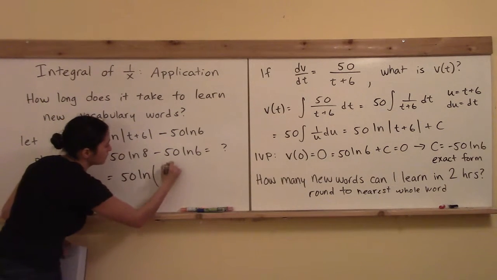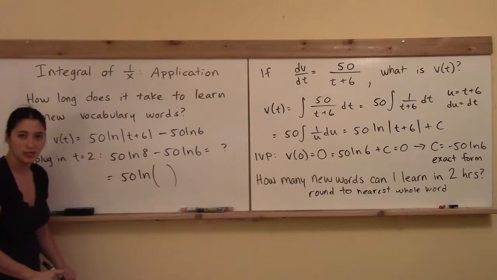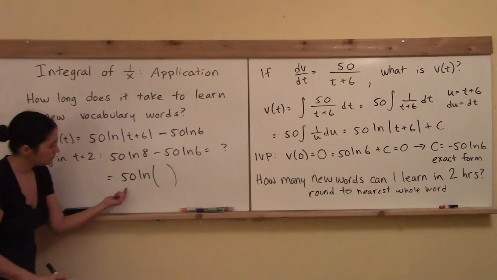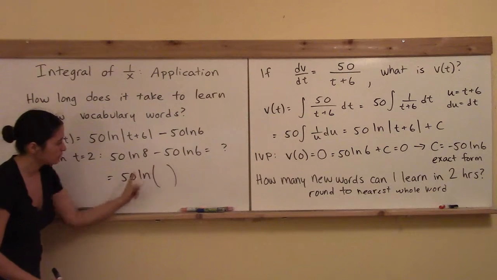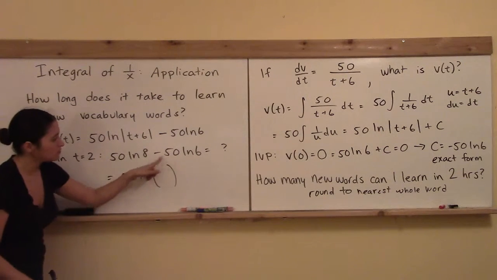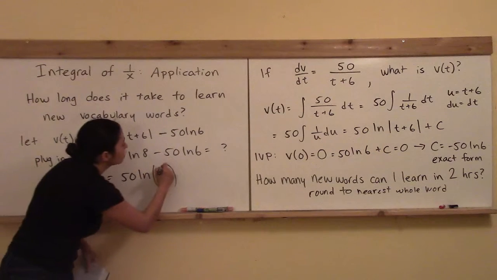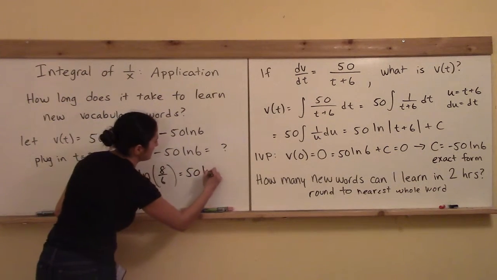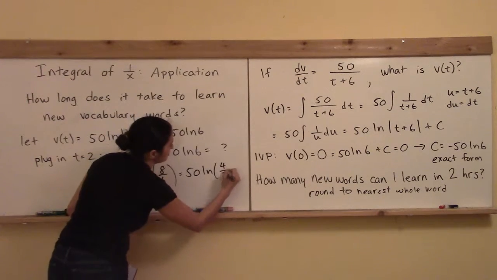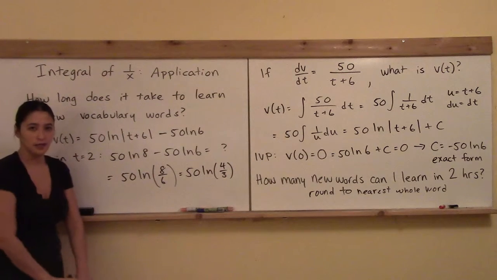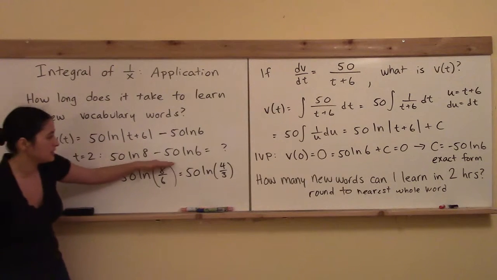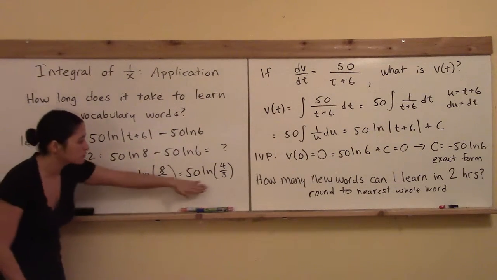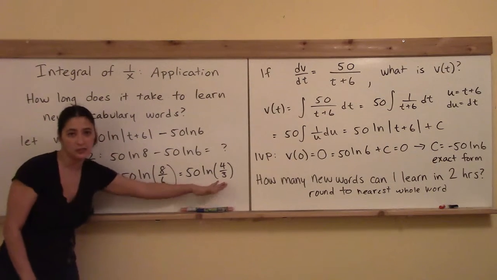50 log of what? I could actually combine these two things using log rules. Do you remember what it is? The 50 is common to them both, so I brought the 50 out. Log 8 minus log 6 is log 8 over 6. That's right. So then simplifying that, this is actually 50 times the log of 4 over 3. Okay? So you could either punch in this much stuff into your calculator, or if you use a little cleverness with the log rules, you can just punch in that into your calculator.